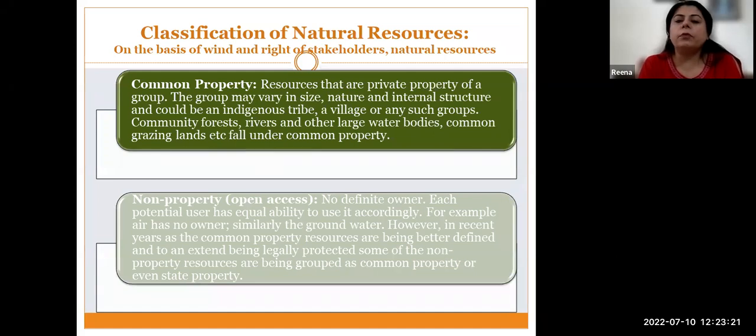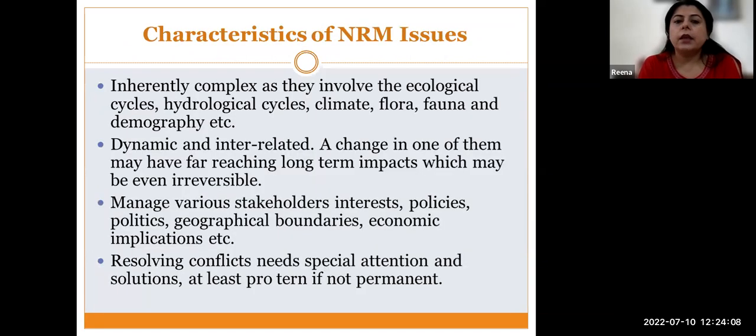Those kinds of non-property or open access resources are the biggest challenge for management. For example, in Delhi there is a smog issue every year during the winter season. There it is a canopy, and we cannot control which person is introducing pollution in the air canopy and which is not. There are many fugitive and non-fugitive pollution sources into that kind of non-property open access natural resource. So there has to be a very stringent policy for the control and management of non-property open access resources.